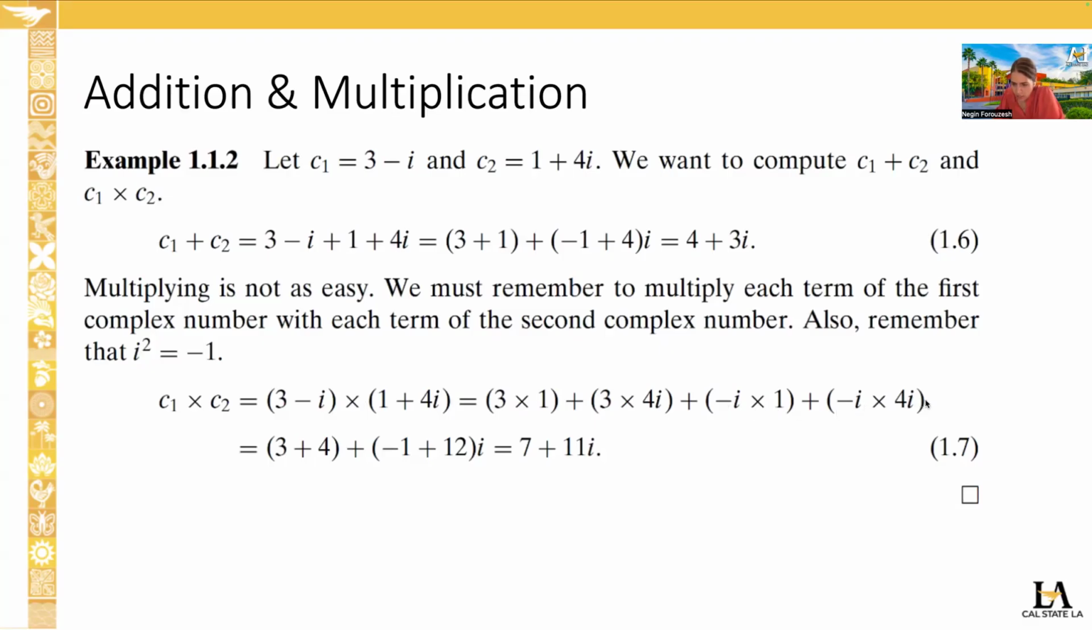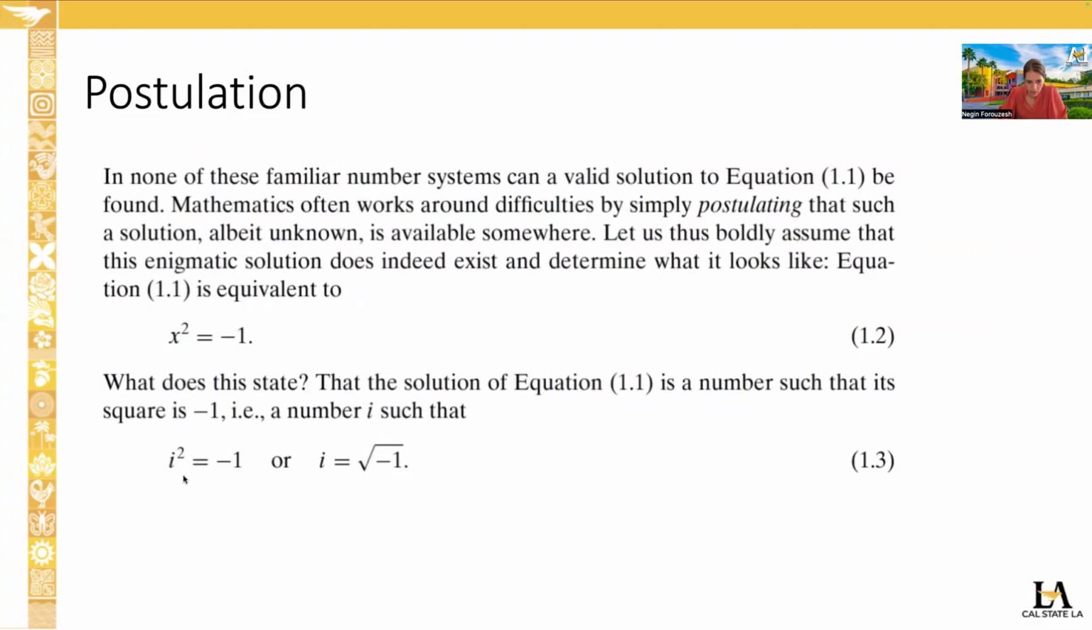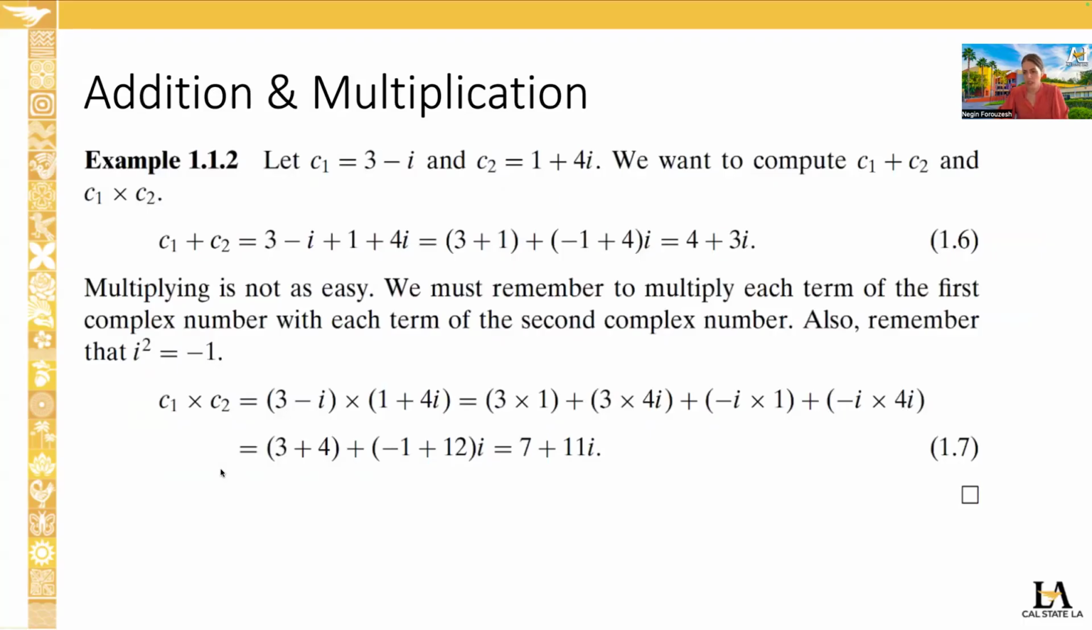And when I is multiplied by I, we have -1, right? That's exactly the main motivation here. I squared is -1, right? So wherever you see an I squared, you just simply replace it by -1.